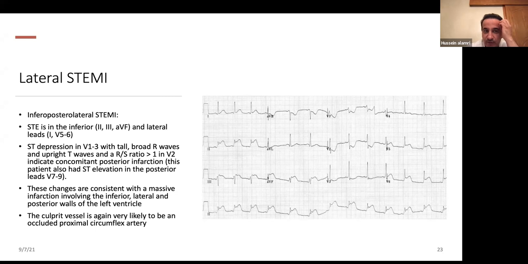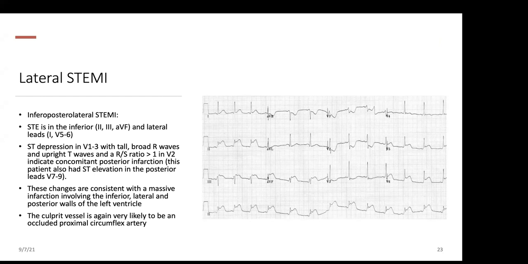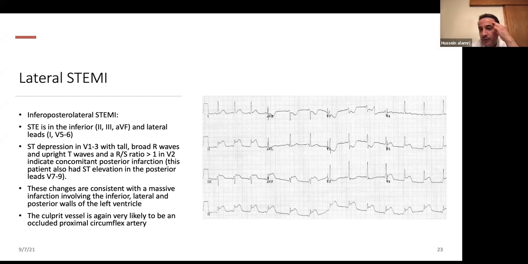This is another example of inferior posterior lateral, and you see there's ST elevation in 2, 3, AVF. There's ST depression in V1 and V2, and there's ST elevation in lead 1, also in V5, V6. So sometimes you don't see ST elevation in all the leads that correspond to the lateral, inferior or posterior, but you really have to put whatever findings you find in the ECG together to find a diagnosis. So this is inferior with posterior with lateral ST elevation MI. And again, when you have all of these, most likely it is the circumflex occlusion.